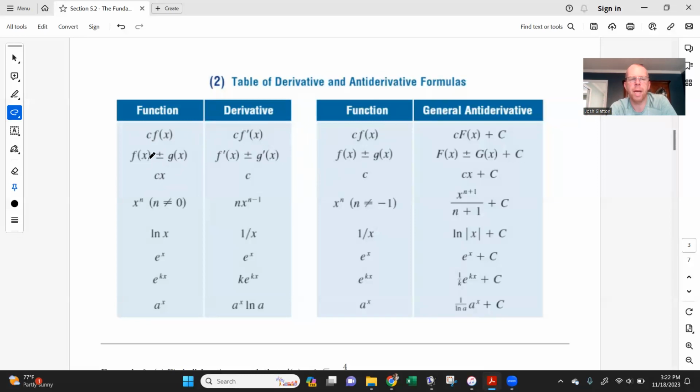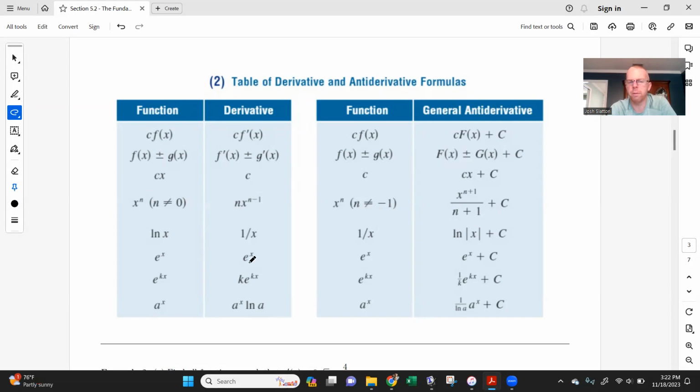So adding two functions, you can add the derivatives, or going the other way, you can add the antiderivatives. The derivative of a constant times x is just the constant. So the antiderivative of the constant is the constant times x. So we're just going in the opposite direction. Here's the one that we were talking about in the first video, ln of x.